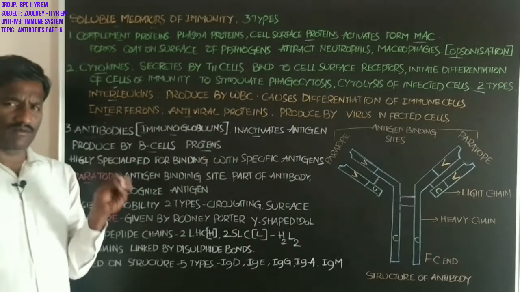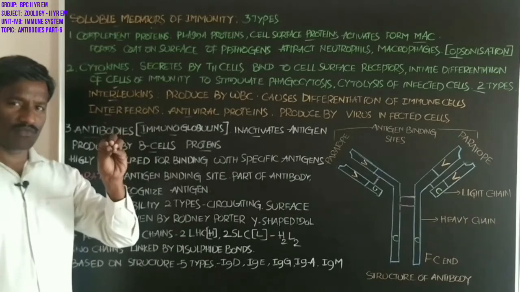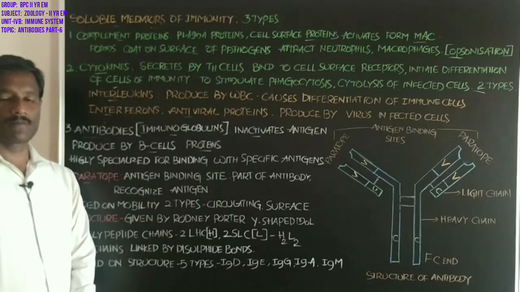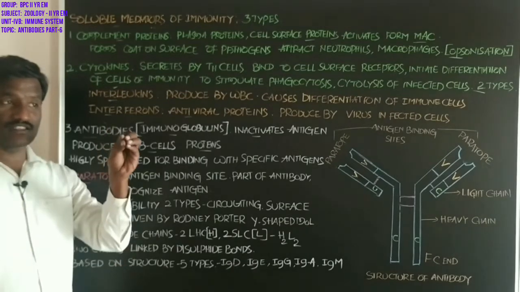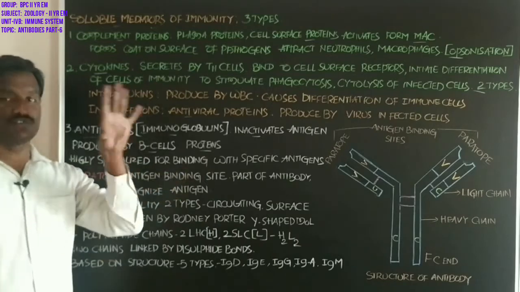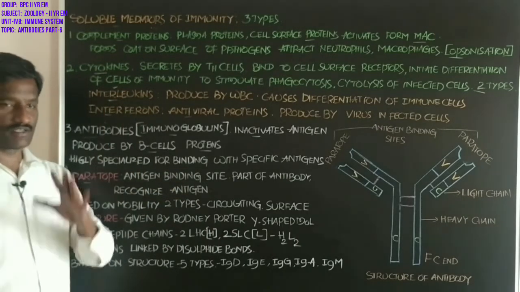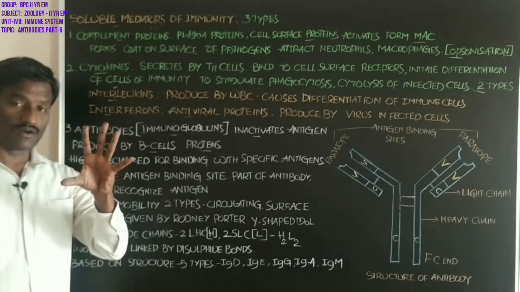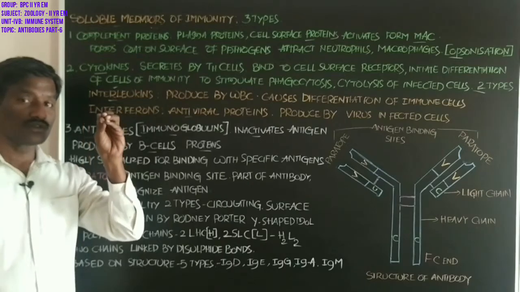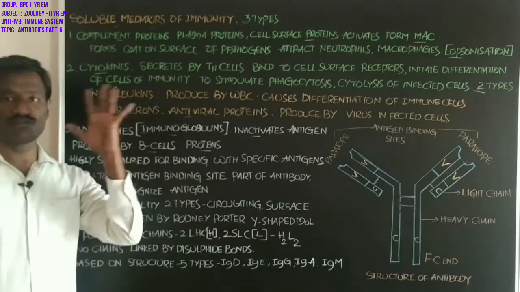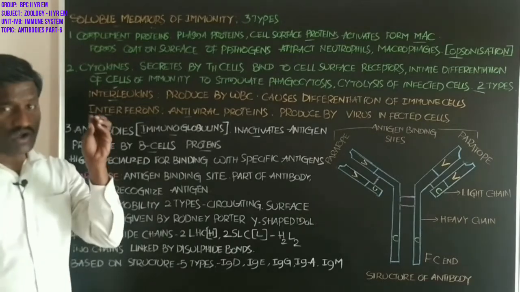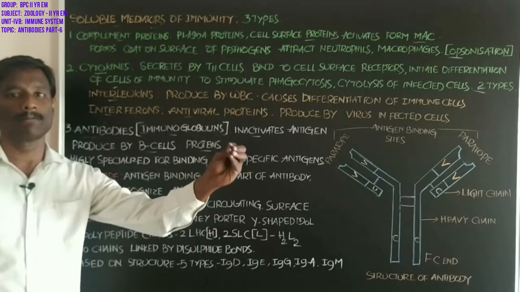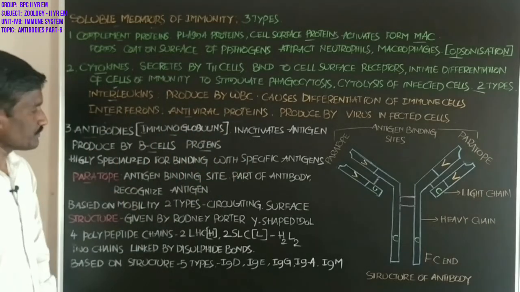These antibodies fight against specific antigens only. Specific antigens bind with specific antibodies. It is important, student: one antibody does not fight against all types of antigens. One antibody produced by the B cells fights against a specific antigen only.